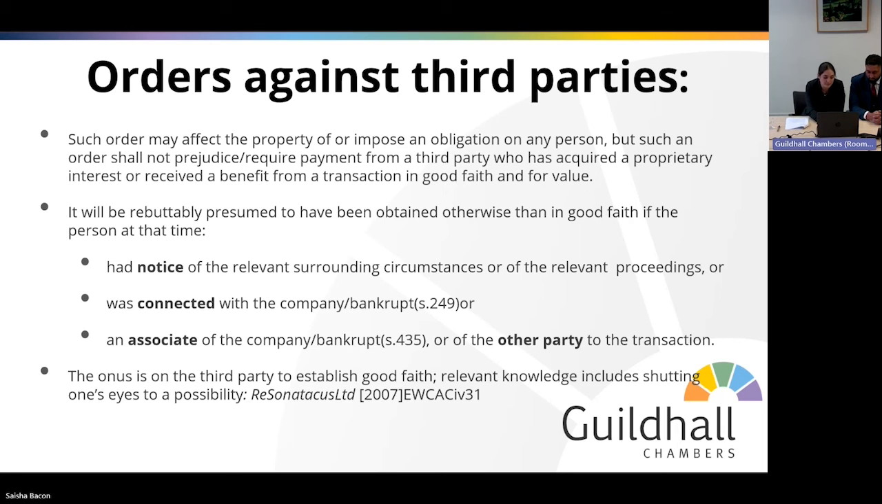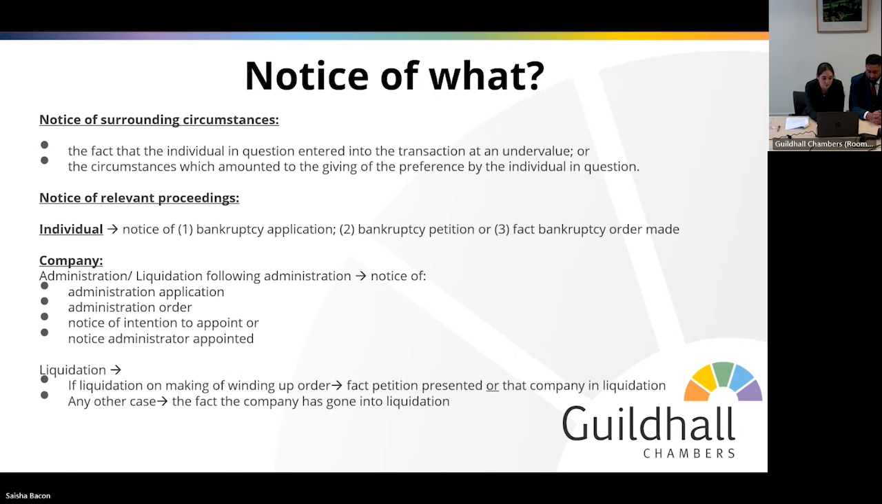So what does notice mean? We're looking at notice of the surrounding circumstances. If that third party knows that the individual in question entered into a TUV, or if they are aware of the circumstances which amounted to the giving of the preference, then they have notice of the surrounding circumstances.